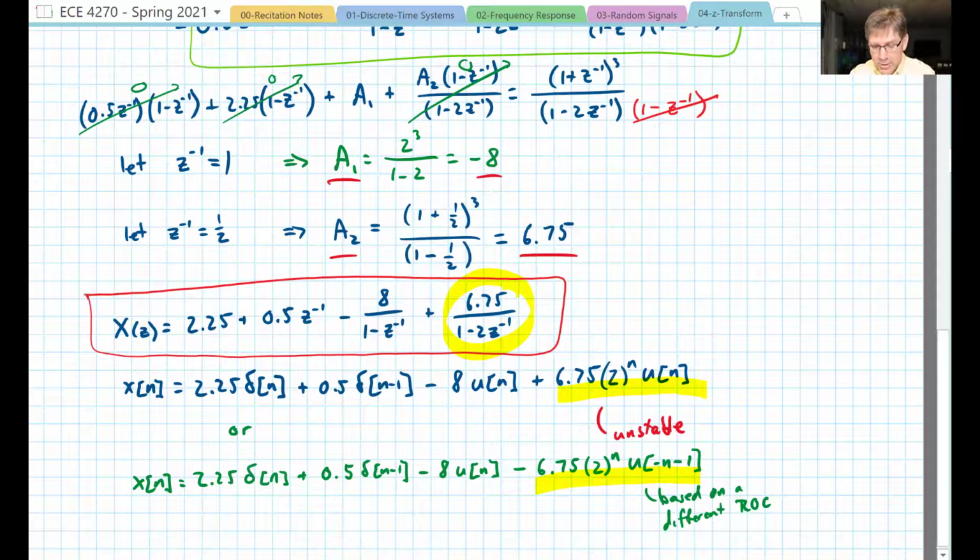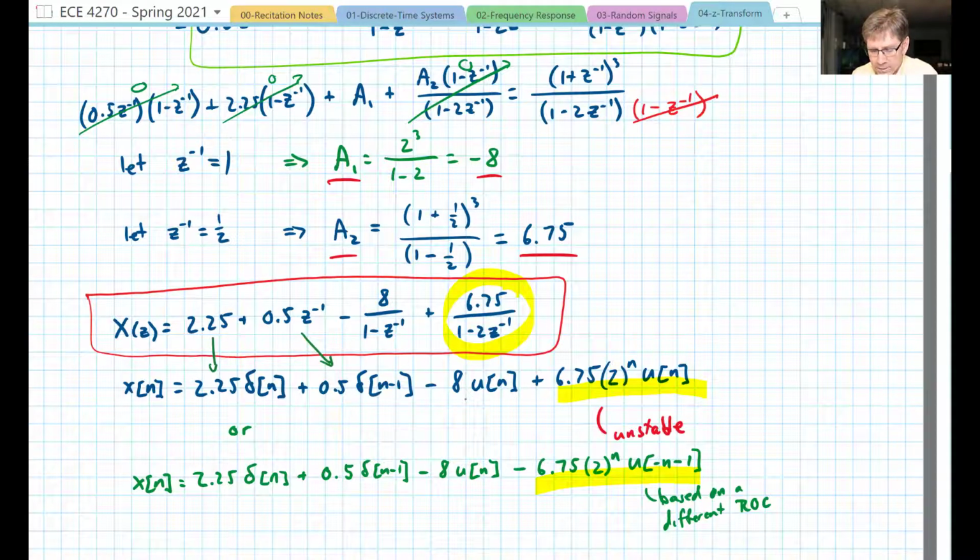To now go backward to do our inverse z transform, that just moves straight down. 2.25 becomes 2.25 delta n. This becomes 1/2 delta n minus 1. And this is minus 8 u of n. Now this one's kind of tricky, right? Because the coefficient a here is 1, so it's 1 to the n. And we get something that strictly isn't stable.